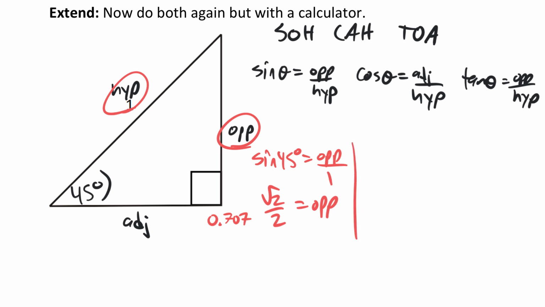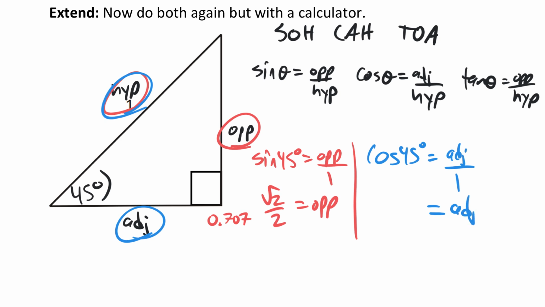Let's try it with cos. Let's go ahead and look at the adjacent and the hypotenuse. That means we need to do cos 45 equals adjacent over hypotenuse. Hypotenuse is just 1. So that means whatever we get from cos 45 will be that adjacent side. And lo and behold, cos of 45 also gives us, you bet, root 2 over 2.